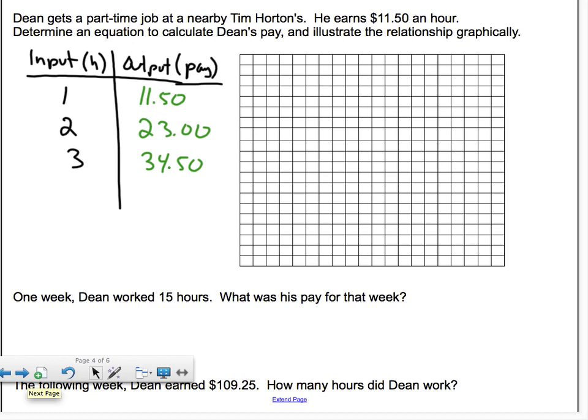Okay, do we see a pattern happening here? Yes. So what might be an equation? What equation can we come up with? Instead of using the words input and output now, let's use what they're actually representing. How can we come up with the equation to determine Dean's pay, given that he gets paid $11.50 an hour?